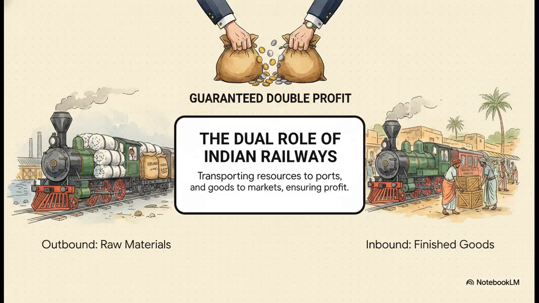Now, this next detail is honestly both genius and completely devastating. The railways served a dual role. Outbound, they transported raw materials from the Indian countryside straight to the ports. Inbound, they brought finished, manufactured products from England right back into the Indian markets. Furthermore, the notes emphasize that investment in these railways was totally exclusive to British investors, who received a guaranteed interest and a huge share in the profits. It was essentially a guaranteed double profit system perfectly engineered for extraction.